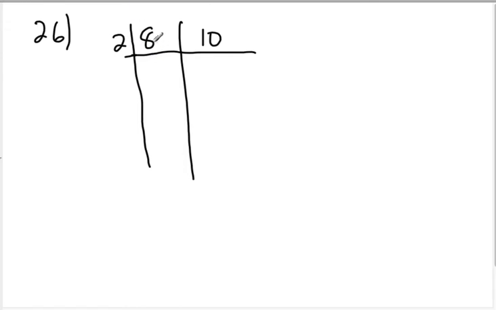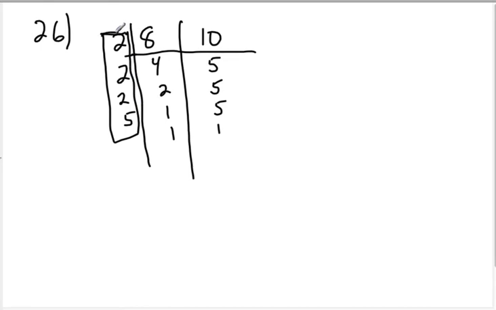So 2 goes into 8, and 2 goes into 10. 2 goes into 4, but not 5. 2 goes into 2, but not 5. And 3 goes into neither, so we go right to 5, and that gets us to 1. So we multiply all these together and realize that the least common multiple is going to be 2, 10, 20, 40. LCM equals 40.